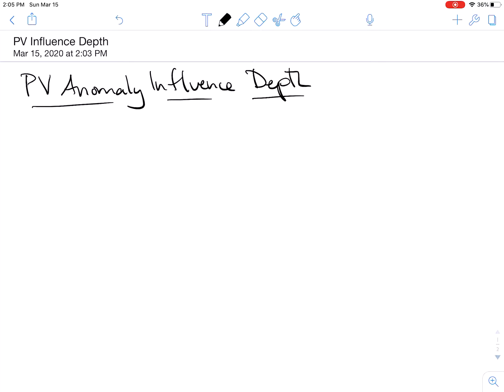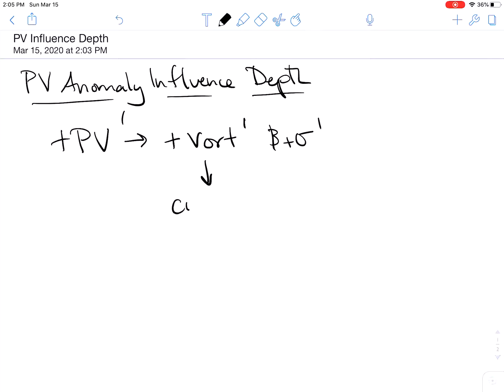And so obviously, if we have a positive PV anomaly, which is a result of a positive vorticity anomaly and a positive static stability anomaly, our positive vorticity anomaly is a cyclonic anomaly. And so if we have this cyclonic anomaly associated with our positive PV, that means our positive PV anomaly is associated with cyclonic rotation, or can even induce cyclonic circulation when it reaches a new area. And it doesn't do this only at the location of the positive PV anomaly, but it can influence a depth of the atmosphere.